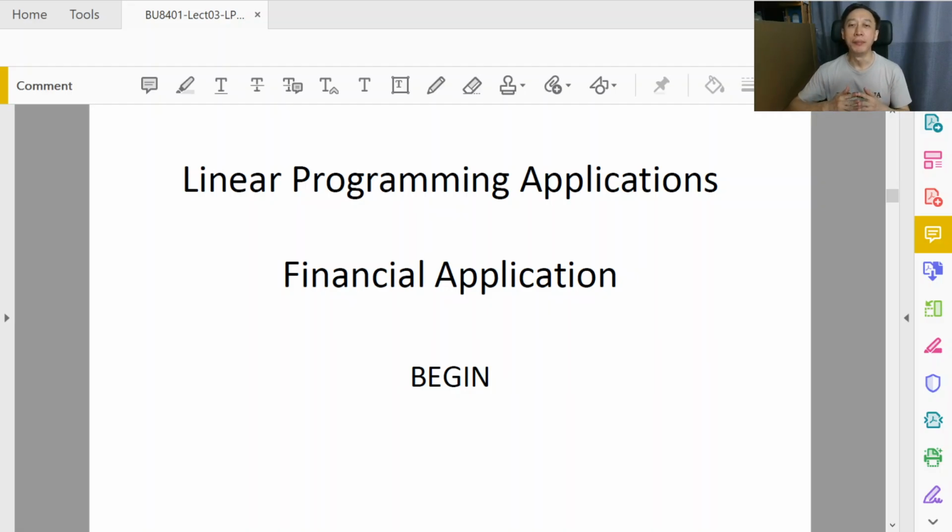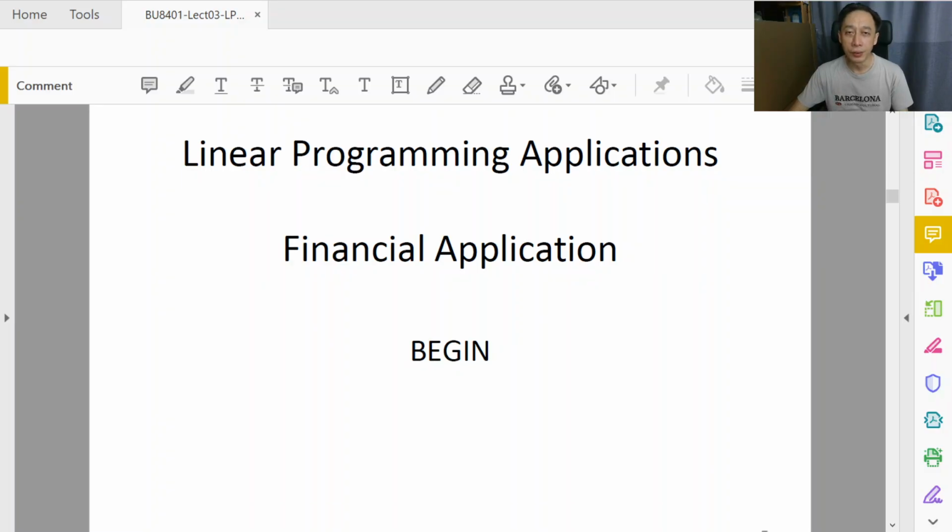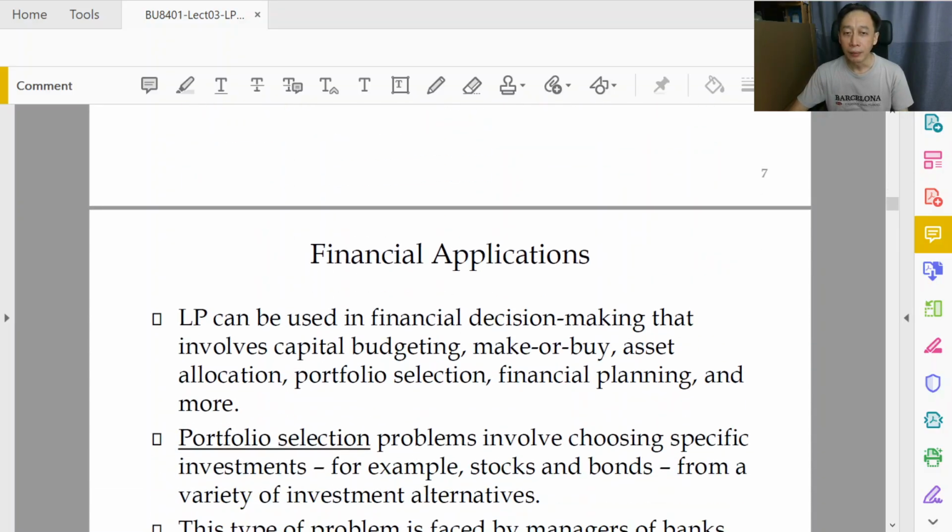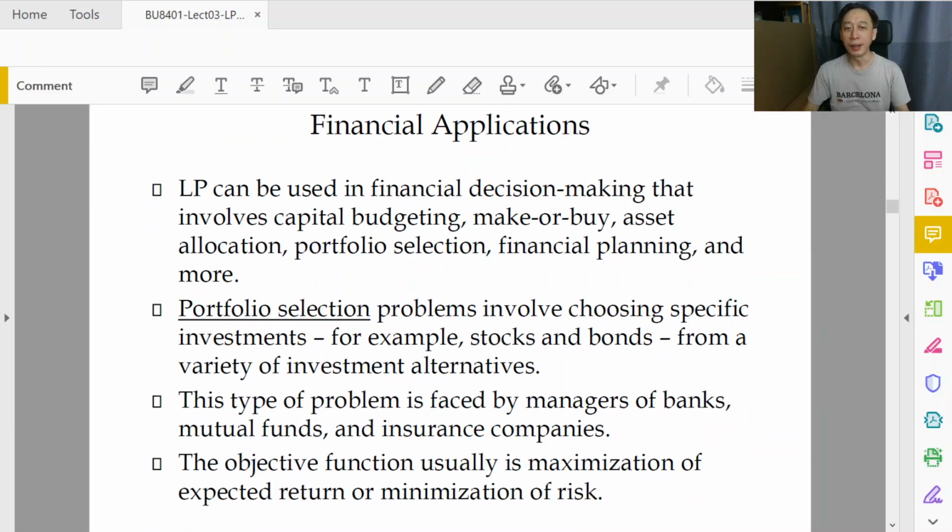In this session of management decision tools, we will discuss more about linear programming applications by examining another example in the financial application area. Financial applications can involve many situations, such as budgeting the money that we have or the company is given, make or buy decisions, allocating assets in terms of money, cash, bonds, real estate, and so on. Portfolio selection. How many shares of stock A, B, C should I have?